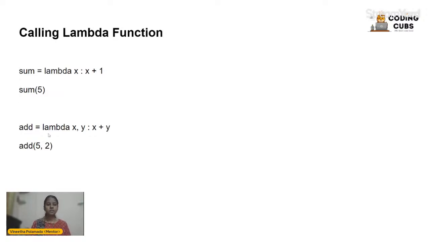Next, in the second example, you can see I'm assigning the same function that we've seen earlier, lambda x comma y colon x plus y. This x plus y will be given to add, and that you are printing. So add 5 comma 2 should return me 7. We'll just see this with the help of a compiler.